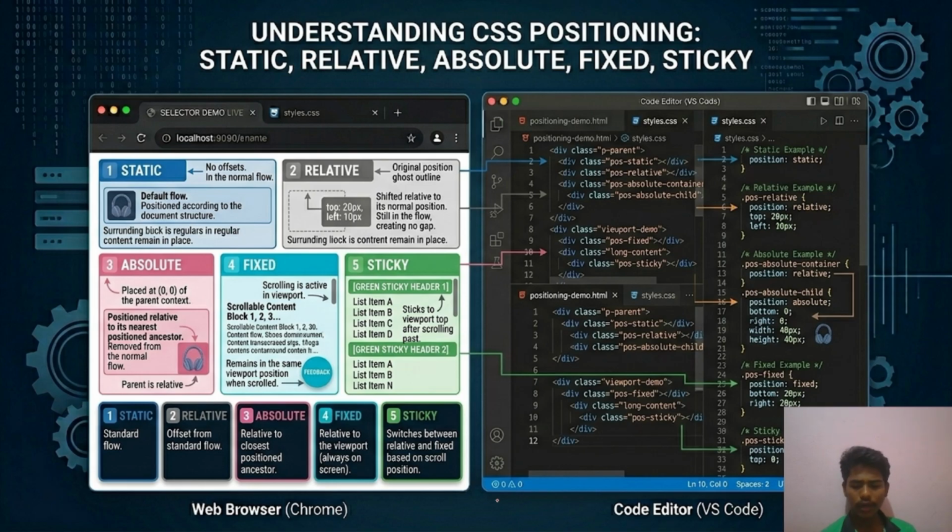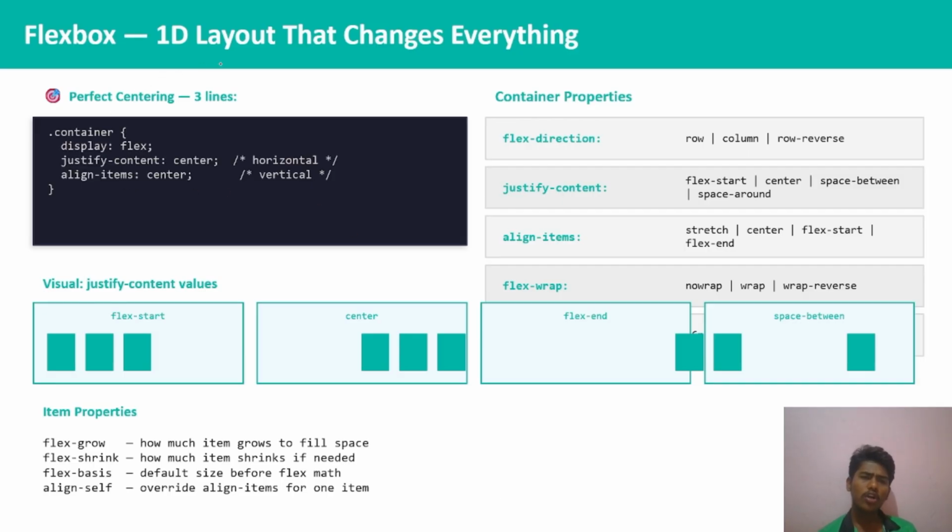Next, here is the Flexbox layout. It is 1D, one dimension. What I mean by 1D is simply that you use only a row or only a column. Here you can see the dot container, where dot means the class container. Display flex is used, with justify-content center and align-items also center. Horizontally and vertically are used, but with different names. Understand?